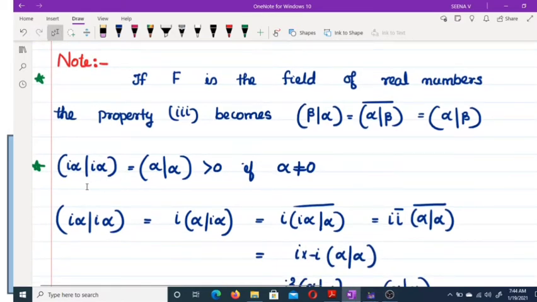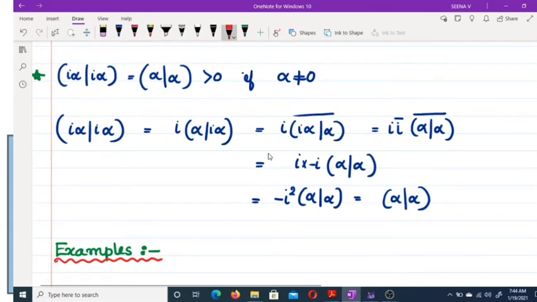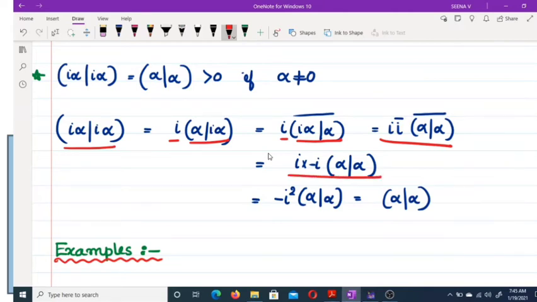Now, inner product of i alpha and i alpha versus inner product of alpha and alpha, which is greater than 0 if alpha is not equal to 0. What is inner product of i alpha and i alpha? By the second property, this is i times inner product of alpha and i alpha. And again by the third property, this is i times the conjugate of inner product of i alpha and alpha. And again by the second property, i times i conjugate times the conjugate of inner product of alpha and alpha. And i conjugate is minus i. Therefore, i into minus i times inner product of alpha and alpha, which is minus i squared, and minus i squared is 1, times inner product of alpha and alpha.